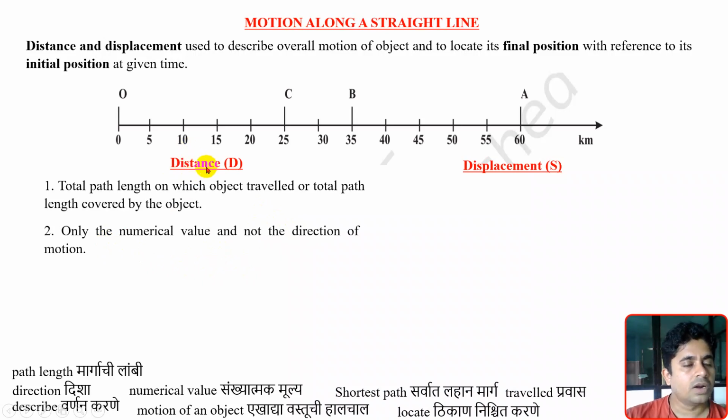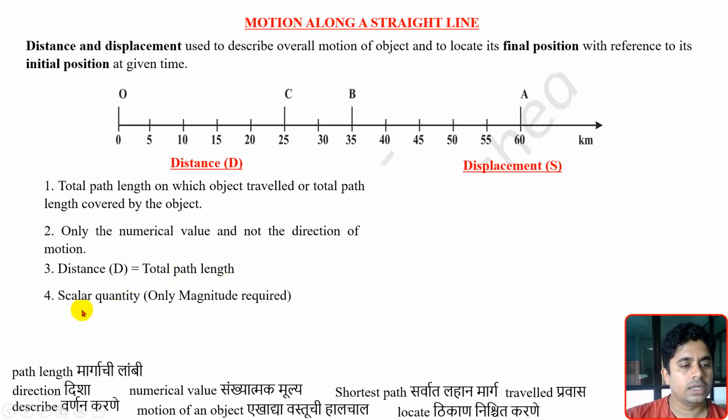As distance is a scalar quantity, only magnitude is important. For distance, only the numerical value is considered, not the direction of motion. The magnitude has importance and direction has no importance. We are not bothered about direction. So distance is the total path length, it is a scalar quantity, and only magnitude is required.